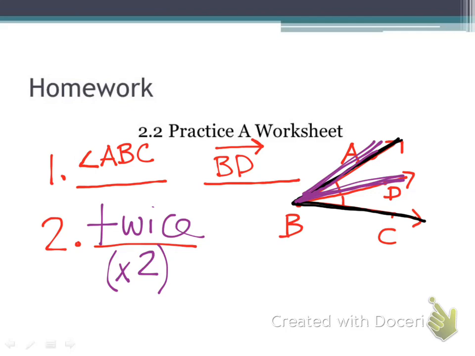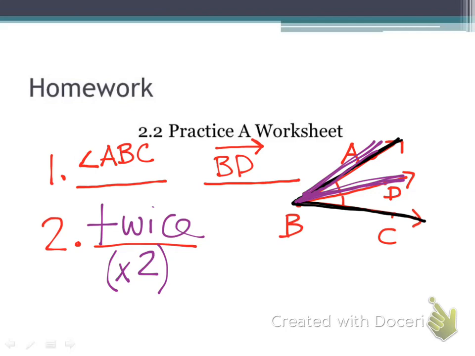So again, that's why we do these together. Sometimes the wording gets a little tricky, but that's the answer for 1 and 2 on worksheet 2.2, practice A. Any other questions you want to go through? Well, how do you do 12 through 15? How do you do 12 through 15 is the question.